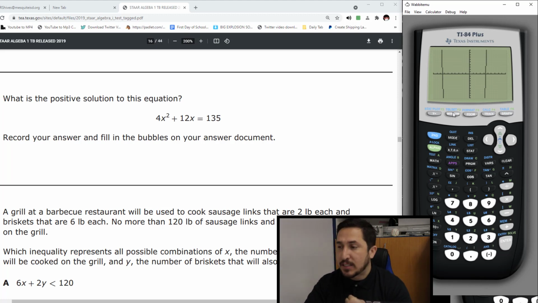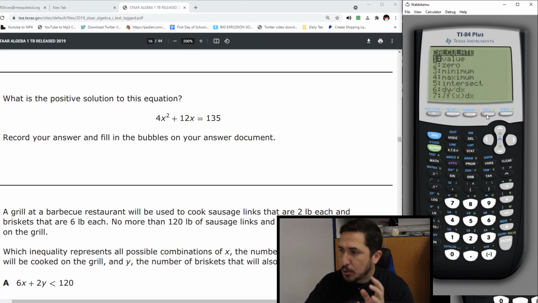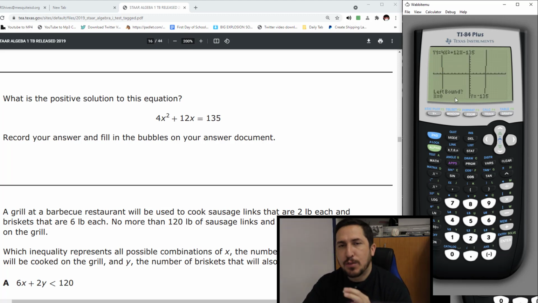You always want to go where the x-intercepts are. So I'm going to hit second trace, and I'm going to calculate a zero. So second trace 2. Now it asks for the left bound. Left bound means put me on the left side of the guy that you're trying to find.